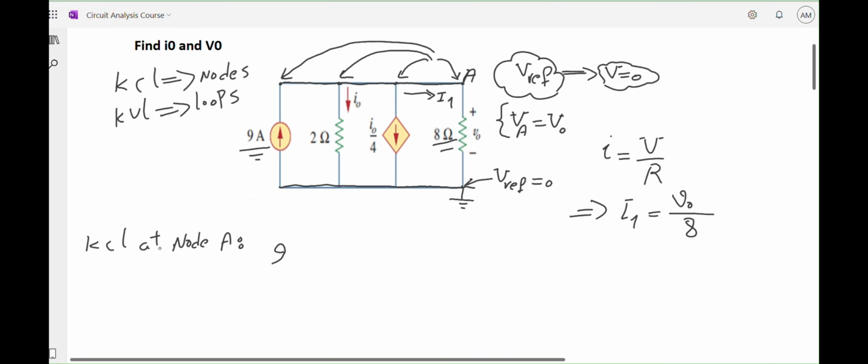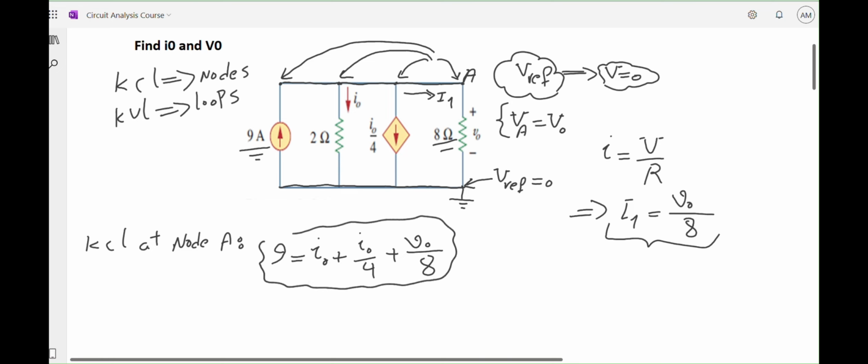Again, go back to KCL at node A. 9 amps flowing into the node equals all the currents flowing out of the node. I have I0, plus this branch, which has I0 over 4, plus this I1, which I just figured out, is V0 over 8. This is the KCL at node A.